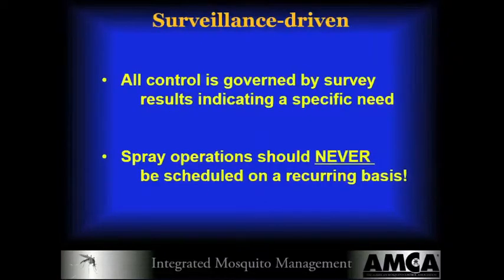Okay, the second principle is surveillance driven. This is extremely important. All control is governed by surveys. Depending upon what results you get from a survey, that tells you whether there is a need to do anything. And you shouldn't do anything if there's not a need demonstrated for it.